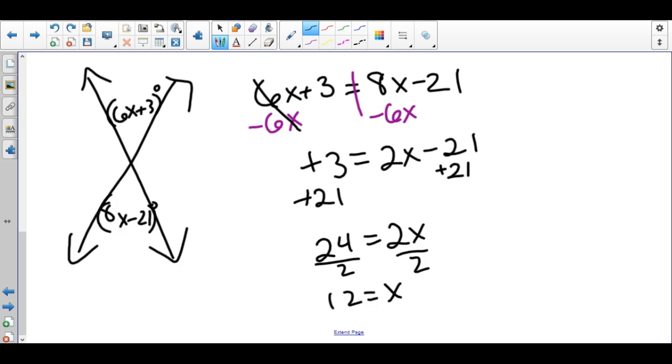Along with geometry situations, I could also apply this to a word problem.